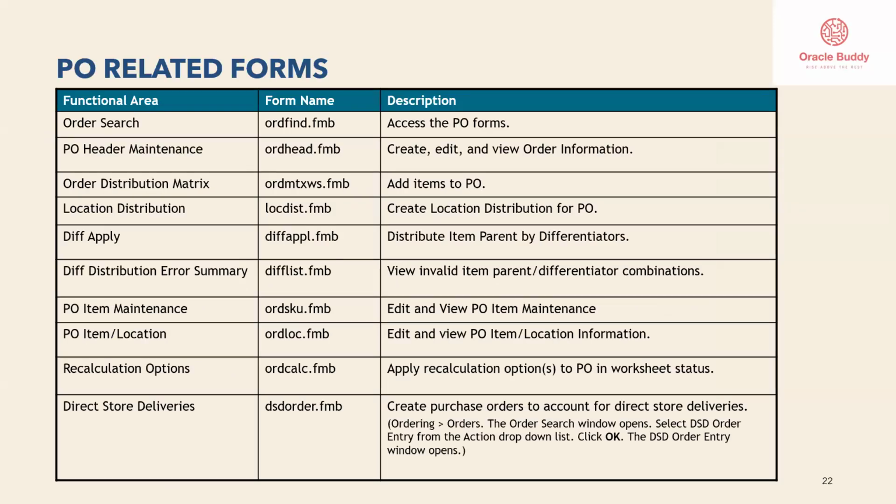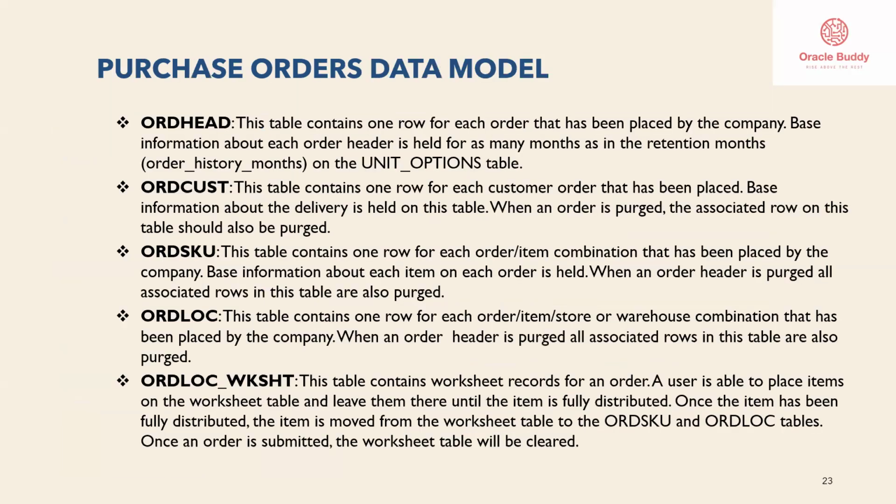PO related forms. There are many forms on the PO screen. These are the PO screens like order find FMB, order head FMB, order SKU FMB, order log FMB, order calc FMB. So you can go through this information. These are all the forms related to PO in RMS or MFCS.